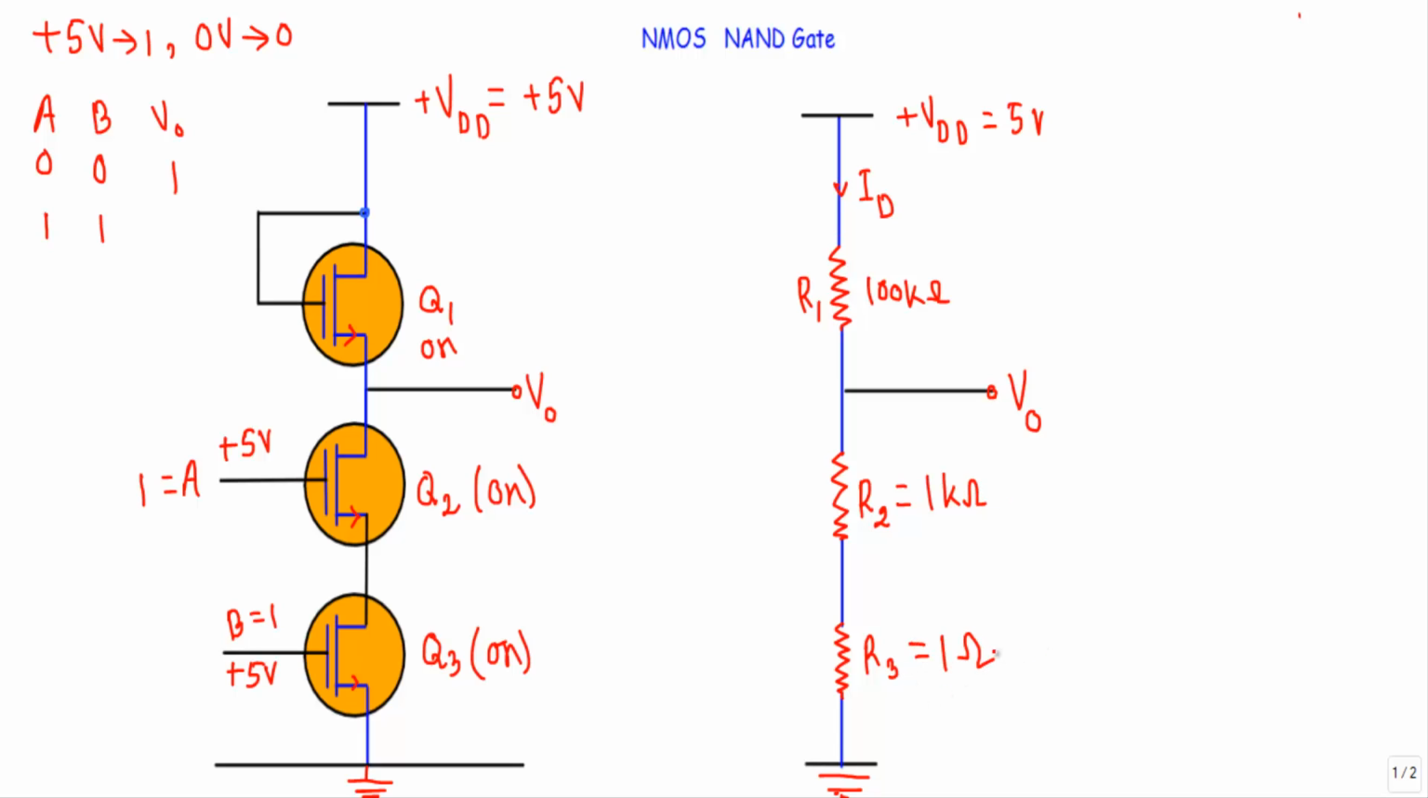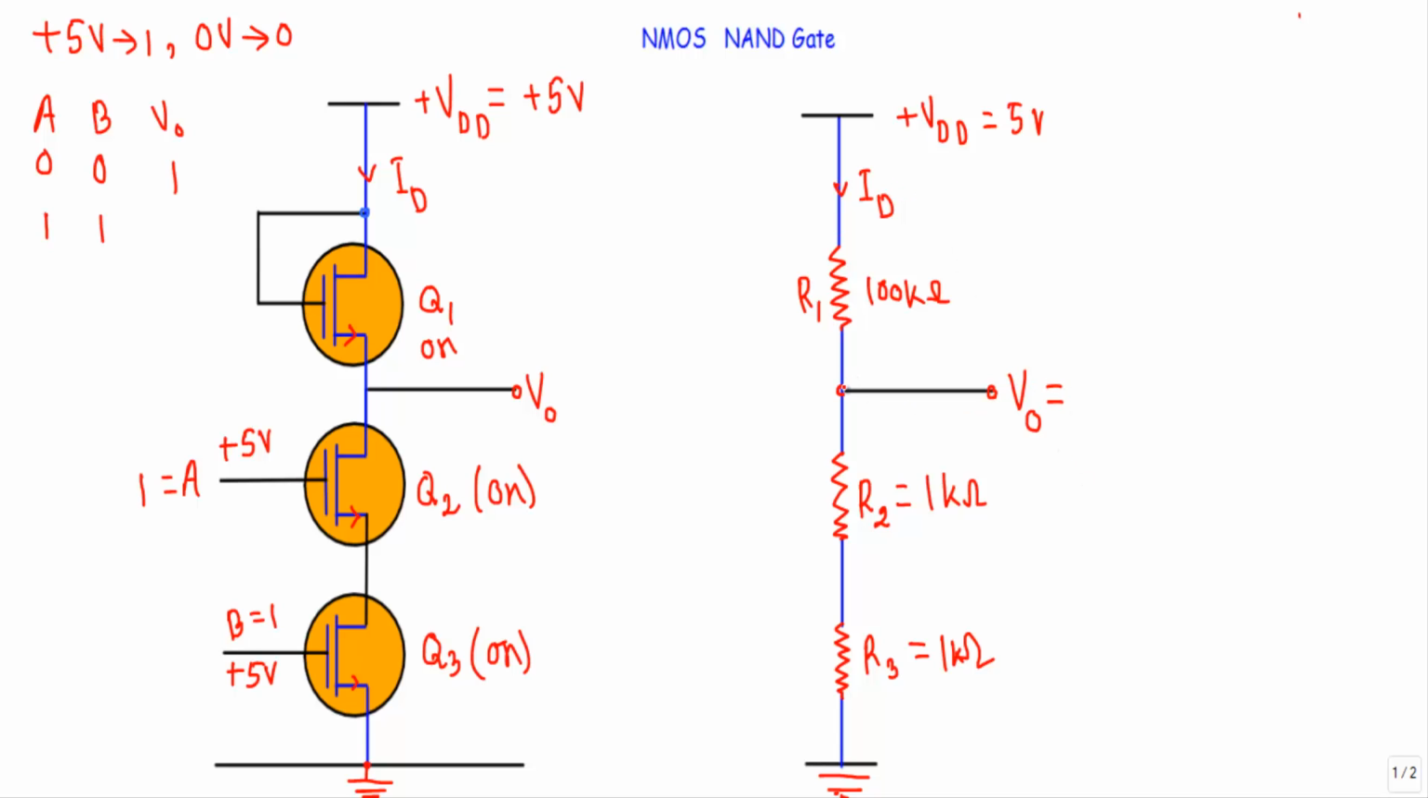1 kilo ohm. Now see, when the channel resistance will be 1 kilo ohm, look here, I will get current flow ID from this source towards this ground terminal. Okay, so ID will not be equal to 0. Now see, what will be our output voltage?